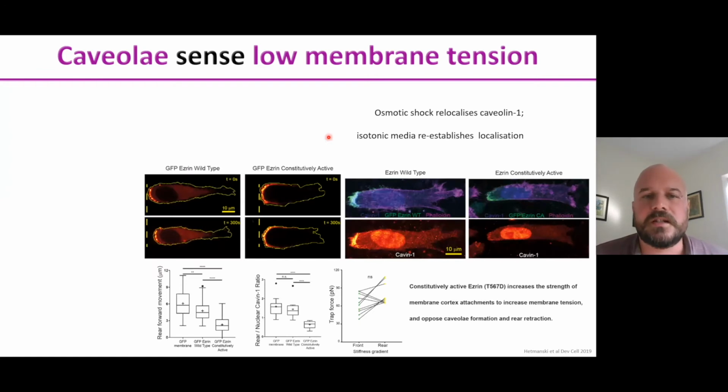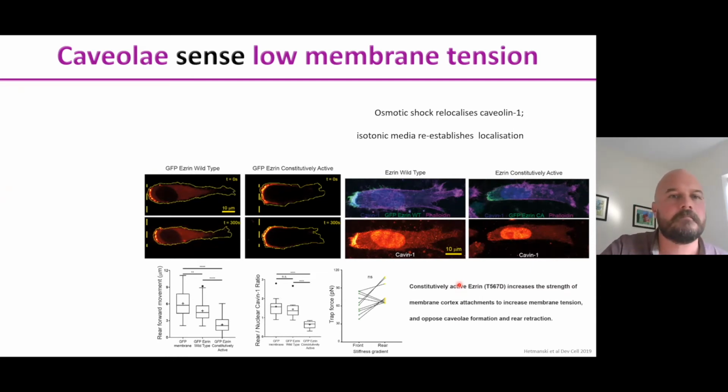We've also used constitutively active ezrin as another way to try and increase membrane tension. Constitutively active ezrin will cross-link the membrane to the underlying cytoskeleton, and we see it localized really tightly around cells that are trying to move in 3D matrix. Constitutively active ezrin will oppose the differential membrane tension that we see in cells on rigidity gradients. And again, constitutively active ezrin prevents rear-forward movement, and it prevents the localization of caveolin and cavin markers around the cell rear. So it seems like caveolae are indeed responding to low membrane tension and forming at the cell rear.